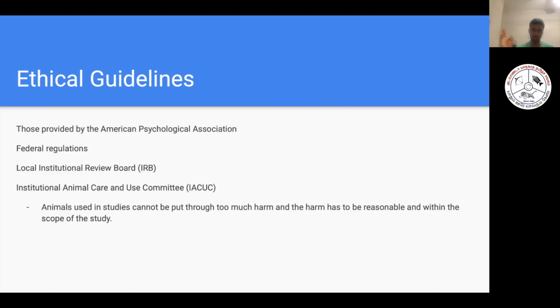The other thing you want to know is the Institutional Animal Care and Use Committee. That committee makes sure that animals used in the studies cannot be put through too much harm, and the harm has to be reasonable and within the scope of the study. The committee makes sure that the animals used in the study are treated with minimal harm, and if harm exists, it's to an extent that it won't hurt the animal too much, hopefully. It's not perfect, but at least it's better than what we had before. There are a lot of terrible experiments in psychology that have happened.